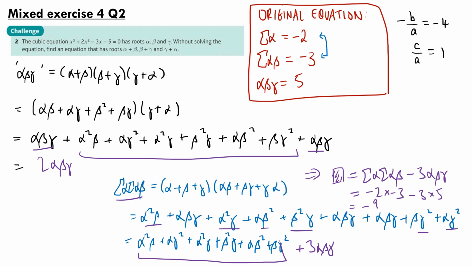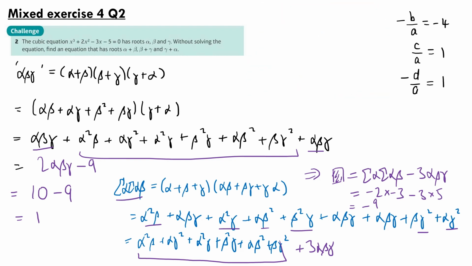So this purple bit there, we can take away 9 from here. 2 times alpha beta gamma is 10. Take away 9 is 1. So from there, we know that the final piece of the puzzle is that minus d over a is equal to 1.